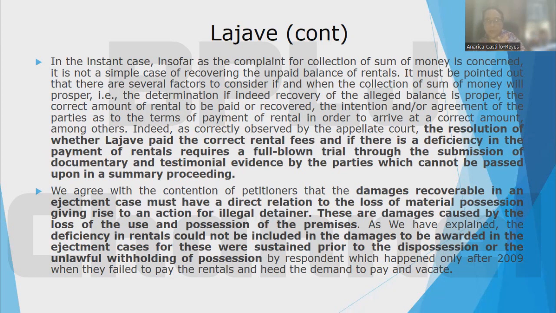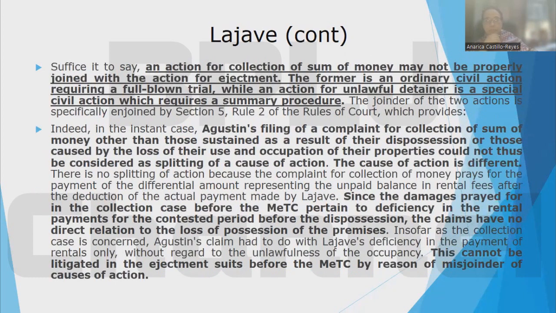Okay? Unlawful detainer as well as the collection of unpaid rentals. An action for collection of sum of money may not be properly joined with the action for ejectment. The former is an ordinary civil action requiring full-blown trial, while an action for unlawful detainer is a special civil action which requires summary procedure. Agustin's filing of a complaint for collection of sum of money other than those sustained as a result of their dispossession or those caused by the loss of their use and occupation of the properties should not be considered as splitting a cause of action. The cause of action is different.